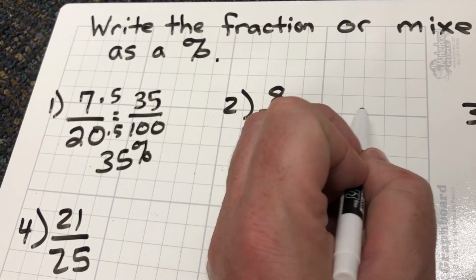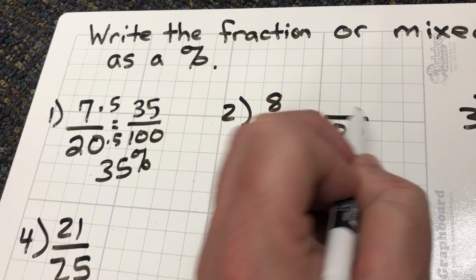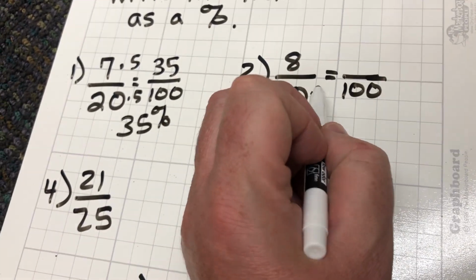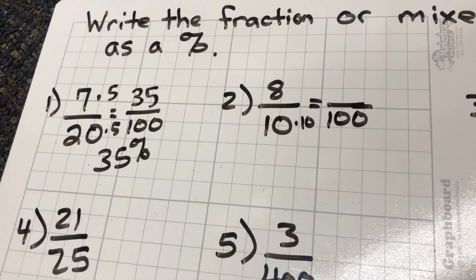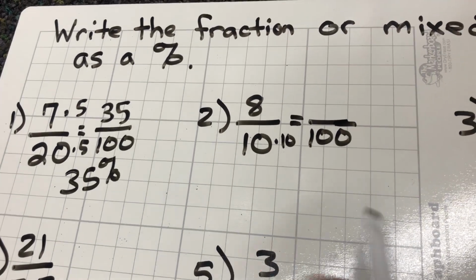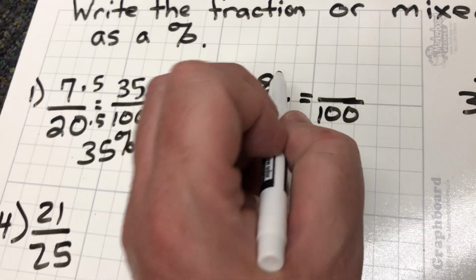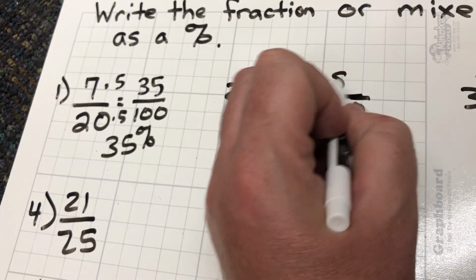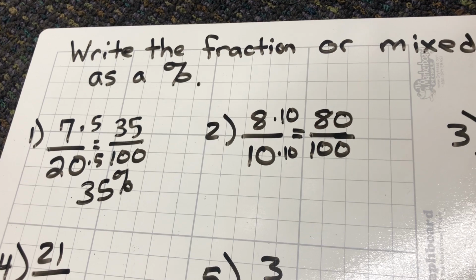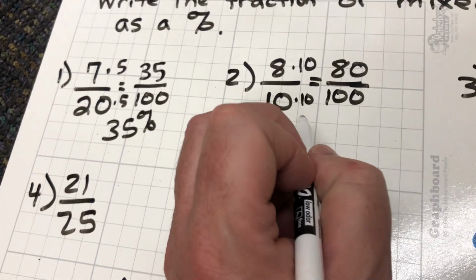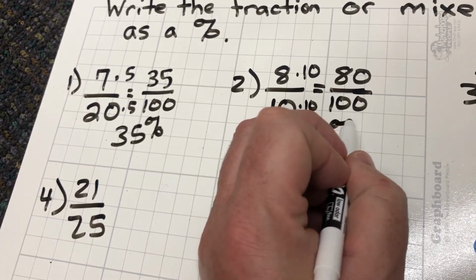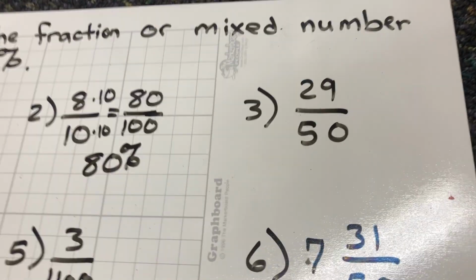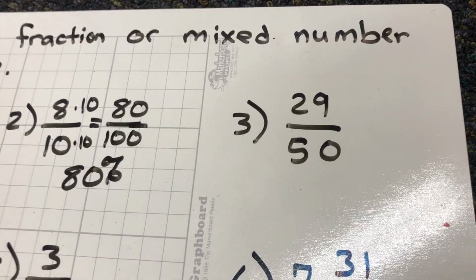Same thing with 8 over 10. I know that 10 can go into 100. Okay, because I know that 10 times 10 equals 100. Once again, I'm just making an equivalent fraction. If I did 10 times 10, I have to do 8 times 10. And I know that 8 times 10 is 80. So I end up with 80 over 100. And 80 over 100 equals 80%.